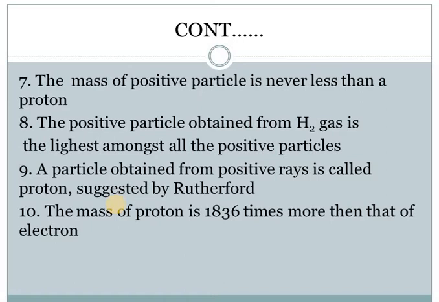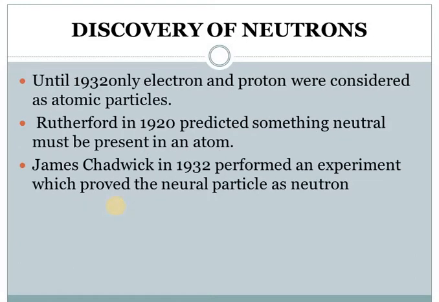Ninth point is a particle obtained from positive rays is called a proton. This was suggested by Rutherford. Tenth is the mass of a proton is 1836 times that of the electron. That is, it is 1836 times larger and the electron is 1836 times smaller. I hope that all this about the proton, the positive rays or the canal rays is clear to you, and all of it is very important.